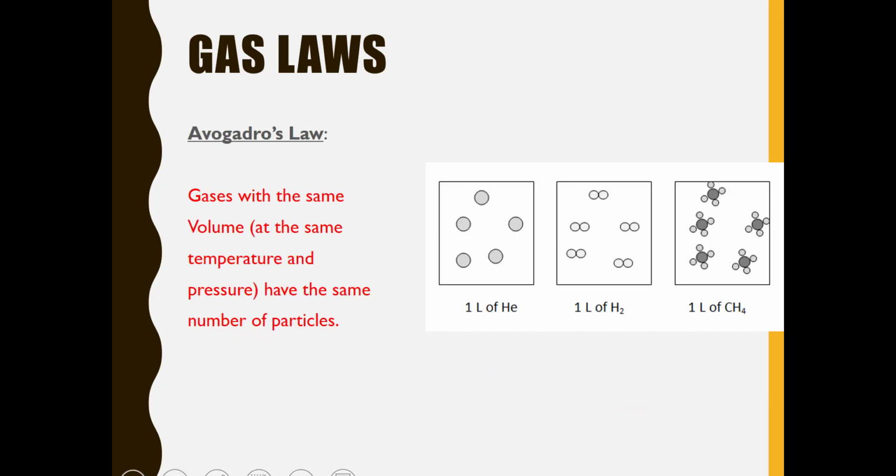Some other laws that are important to think about when we're dealing with gases is what's called Avogadro's law. Avogadro's law is gases with the same volume, at the same temperature and pressure, have the same number of particles. It does not matter the identity of the gas, but that the gas itself has the same count of particles. So you can see helium, hydrogen, or even methane all have the same amount of particles, as long as you have the same volume, same temperature, and same pressure.